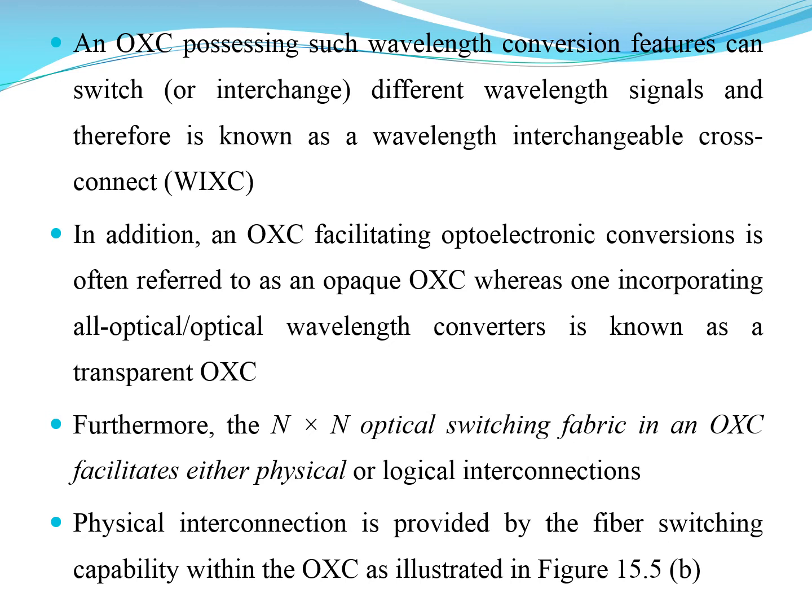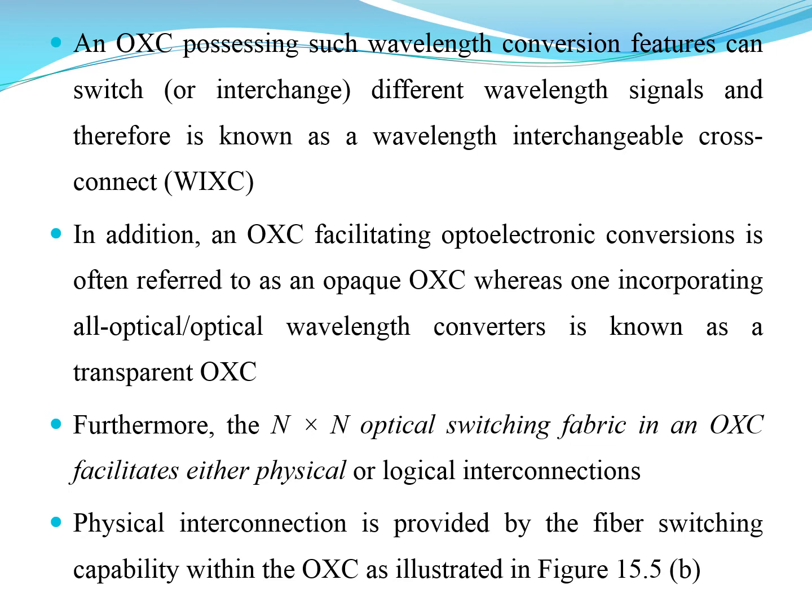Then the optical cross connect possessing wavelength conversion features, like switching or interchanging different wavelength signals, is termed a wavelength interchangeable cross connect switch, WIXC. So this is the wavelength interchangeable cross connect. In addition to this, an OXC that also uses optoelectronic conversion is termed an opaque OXC.